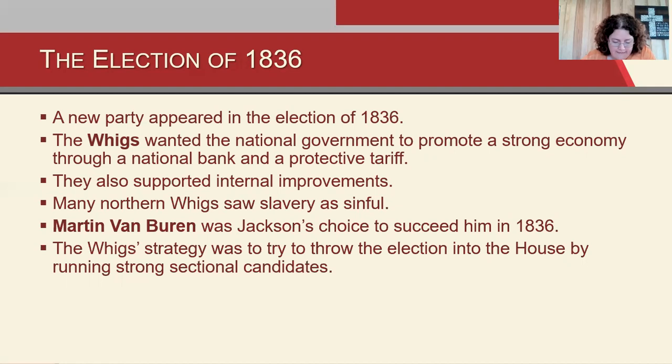In the Middle Atlantic and Western states, General William Henry Harrison carried the Whig banner. Massachusetts chose Daniel Webster. Their strategy was to throw the election to the House by running strong sectional candidates. But the Whig strategy backfired. Van Buren received 51% of the popular vote, and his margin of victory in the Electoral College was comfortable.